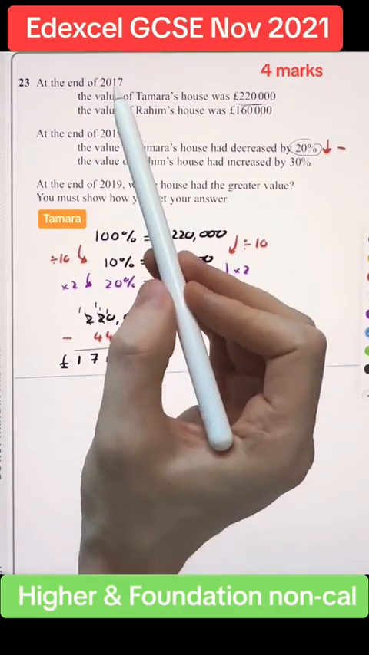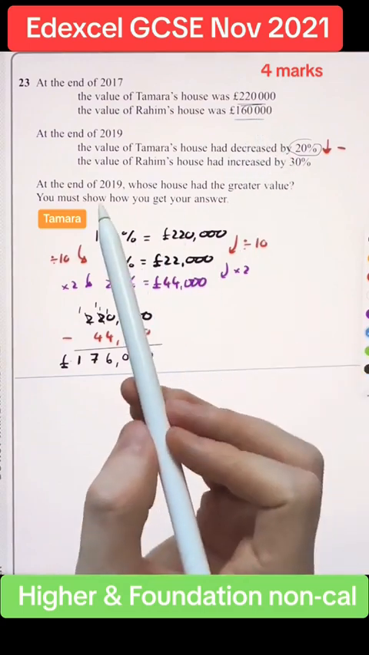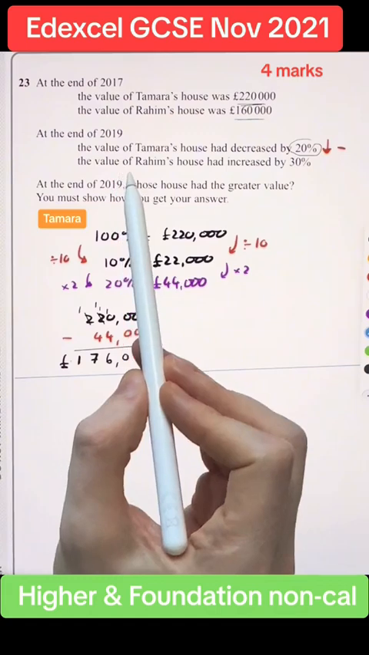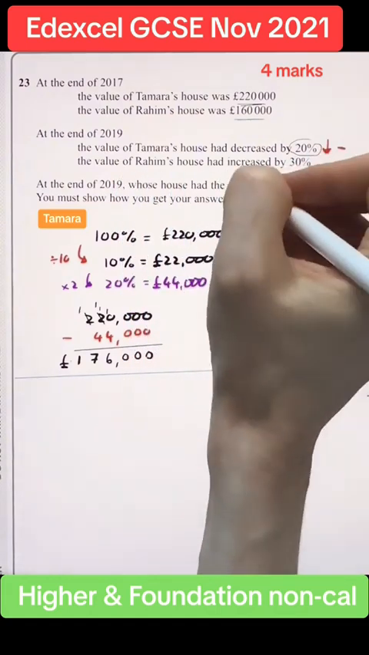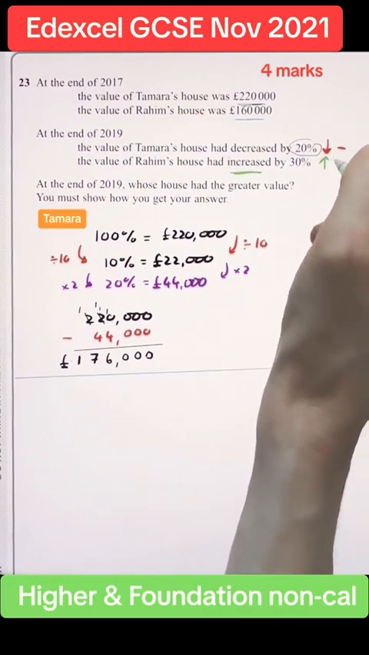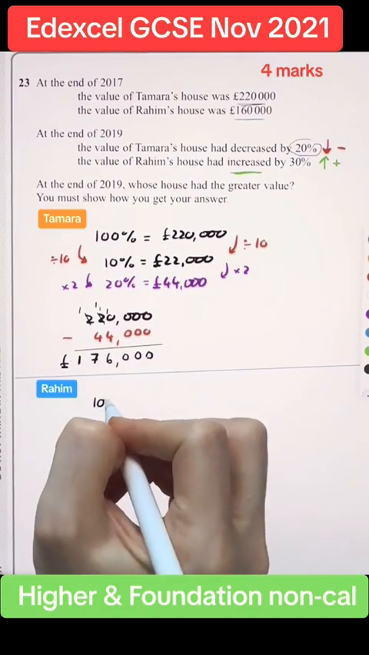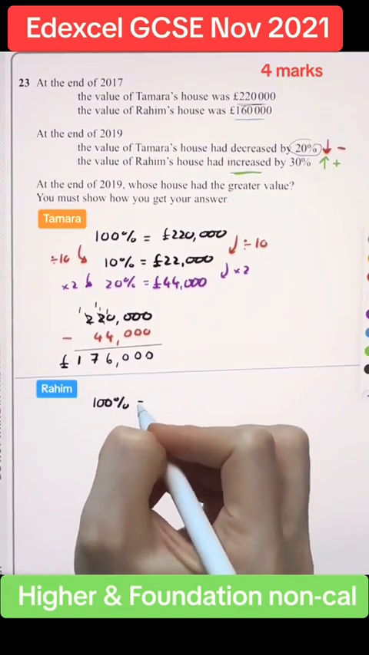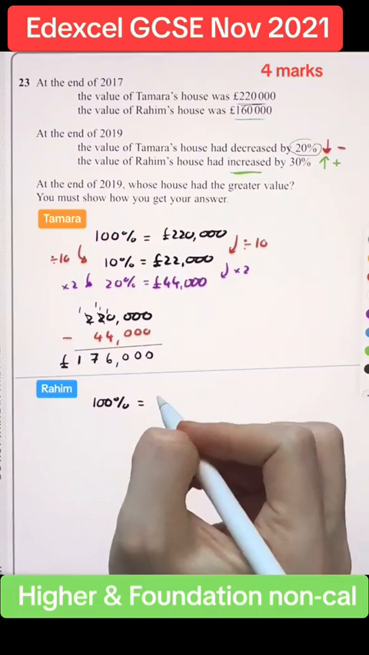For Rahim, at the end of 2017, Rahim's house was worth 160,000. At the end of 2019, the value of Rahim's house had increased by 30%. So increase means it's gone up, so we need to add on 30%. Again, when dealing with percentages, we know 100% represents the original. So 100% represents the price of Rahim's house at the end of 2017, which is 160,000.